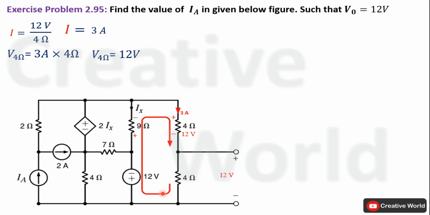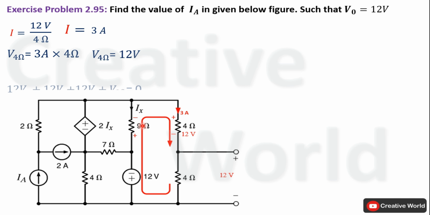Now we will apply Kirchoff's voltage law inside this closed loop to calculate voltage across this 9 ohm resistance so that we can calculate current through this resistance that is labeled as Ix. We are interested to calculate the value of current Ix because voltage across this dependent voltage source is depending upon the value of current Ix. Polarity notation across this 9 ohm resistance is marked according to this assumed direction of current inside this loop.